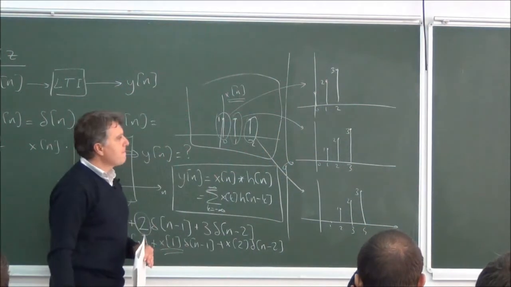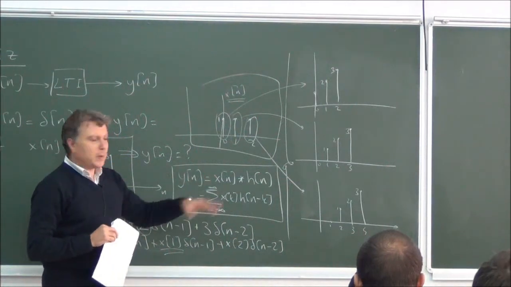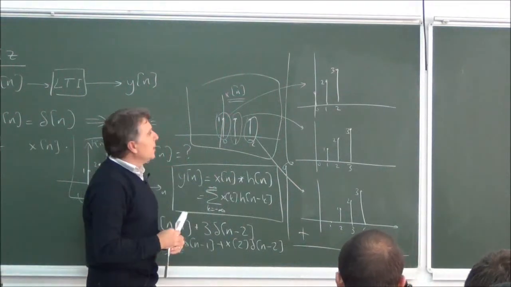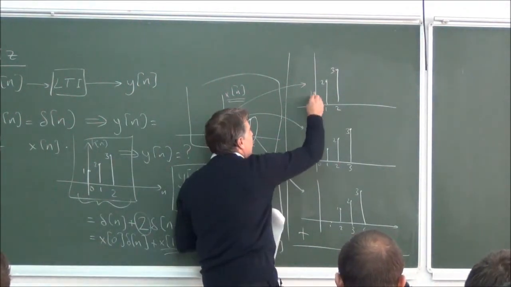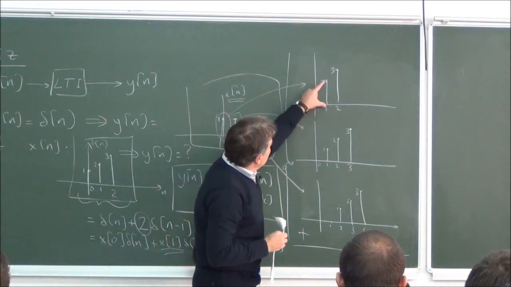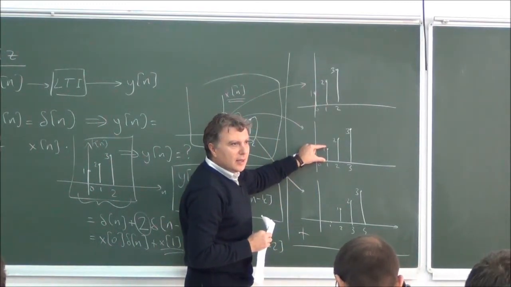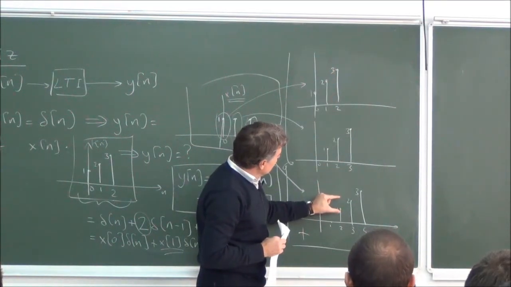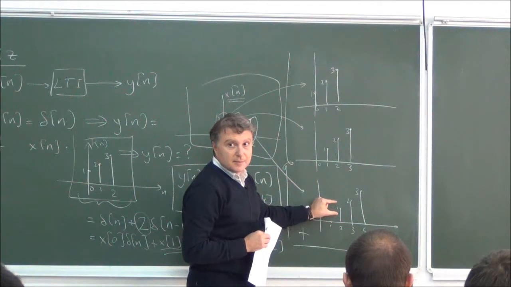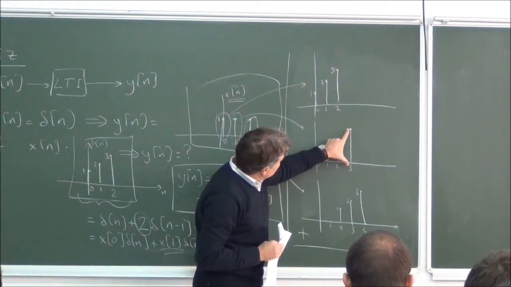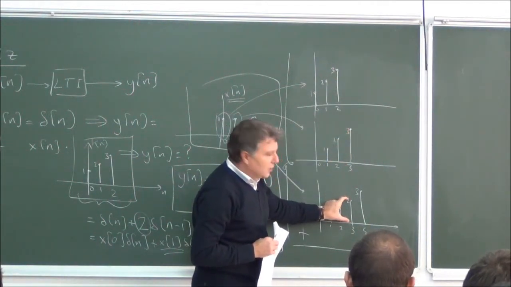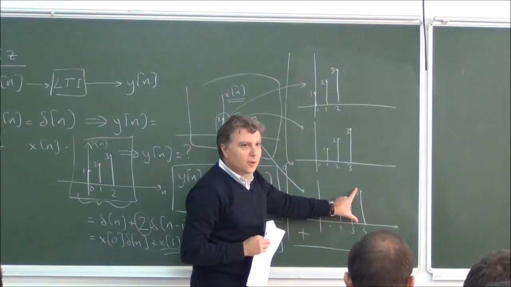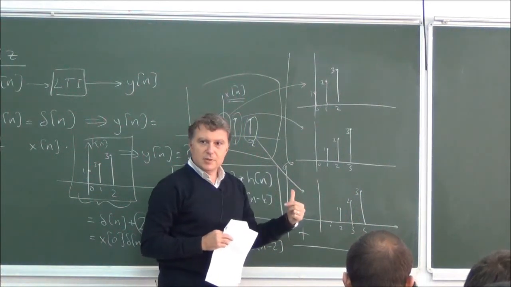Right? These are the individual responses, and what you really need to do is just collect them and add them up. What will you obtain? You will obtain 1 at 0, and 2 plus 1, which is 3, at 1, and 3 plus 2 plus 1 at 2, which is 6. Then 3 plus 2 at 3, which is 5. And then only this 3 at 4. Is it the same as the previous result? It must be.